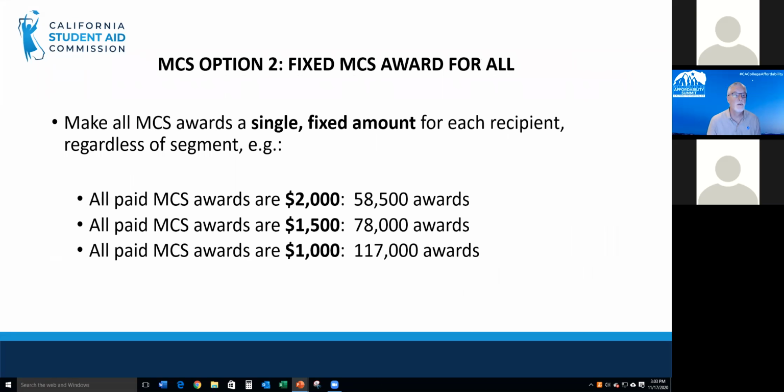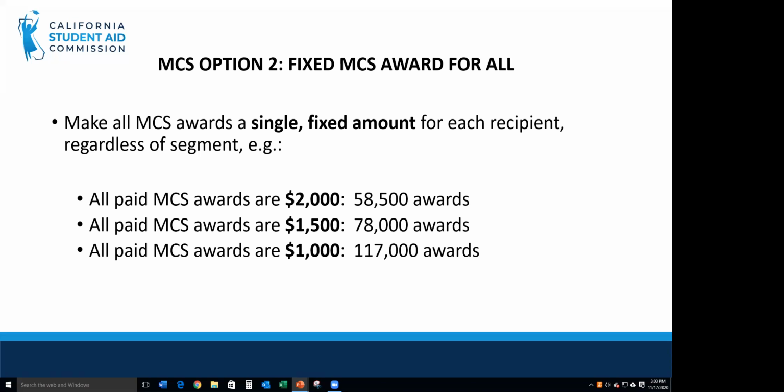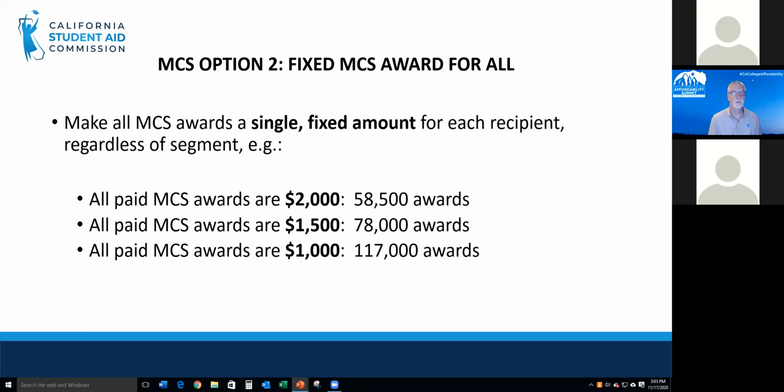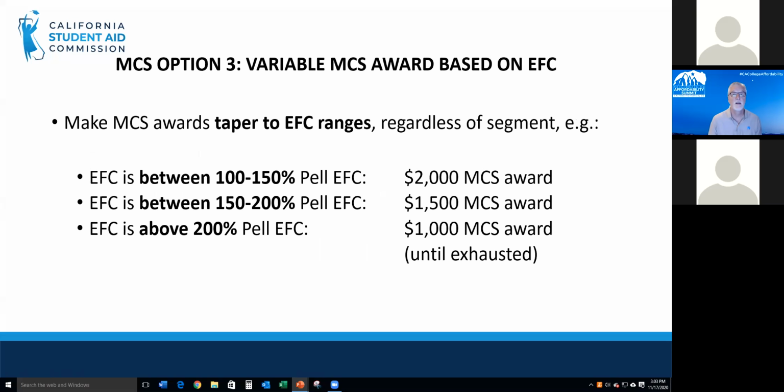Option 2 is even simpler. If you don't do MCS based upon percentage of tuition, and you just say an MCS award is a fixed amount. And for instance, and I just chose these arbitrarily, if you make an MCS award a fixed $2,000, regardless of where you're going, we will net 58,500 awards. If you make them 1,000, you net double that number of awards. That would be very simple to administer.